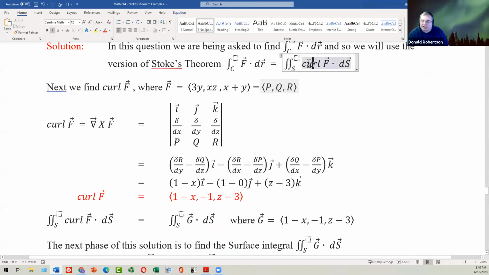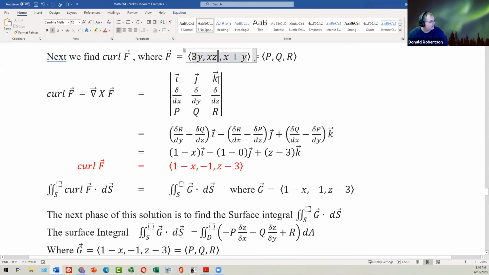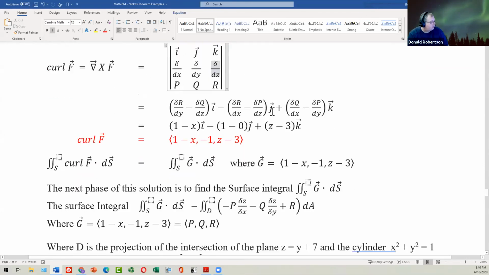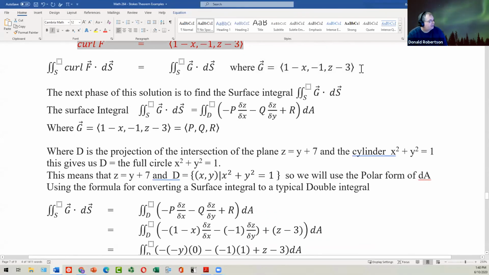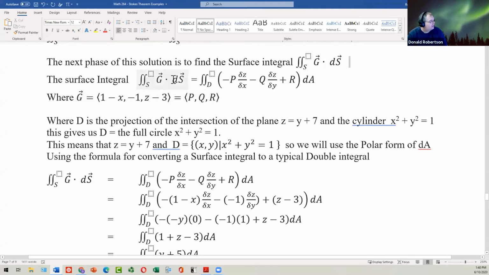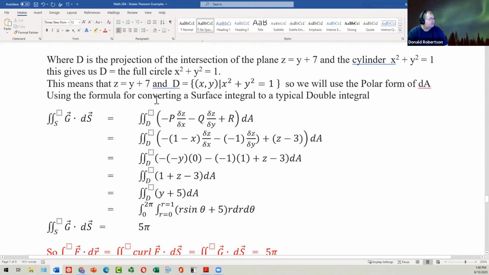So I'm going to use the curl F version. Here is F. Here is what the curl looks like. A pretty nondescript curl, nothing too messy. So that means that G is going to be this guy. We're now going to be turning this surface integral into this guy, and G is this fella. So P is this guy, Q is -1, and R is z minus 3. Pretty standard. So where's the hard work happening? Right now.